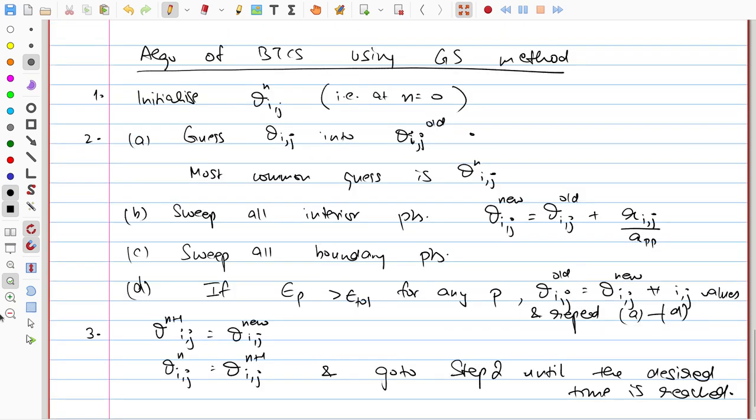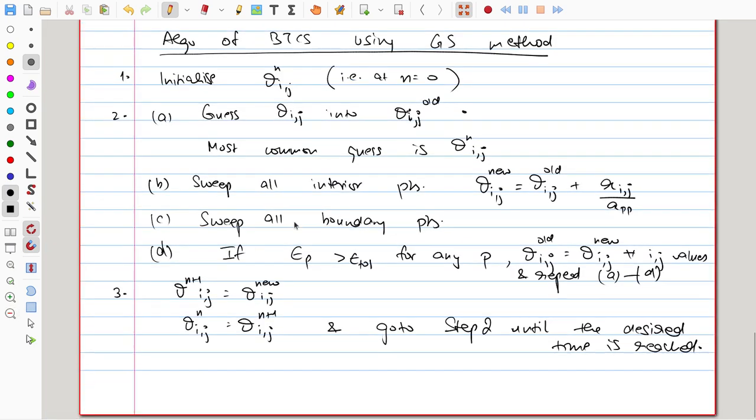So this is the algorithm of the backward time center space using Gauss Seidel method. It's very similar except that you have different time steps. So we notice that while trying to calculate theta n plus 1 from theta n values, we got a linear system to solve. To solve the linear system, we use the iterative technique. So step number 2 is those iterations, and you keep doing A to D in step number 2 until you get the solution for the theta for that time step.